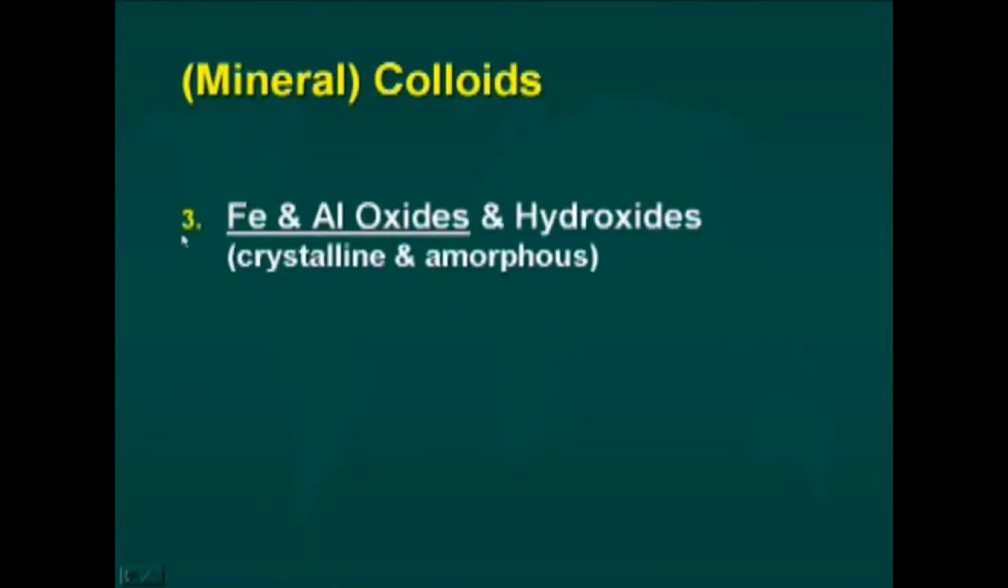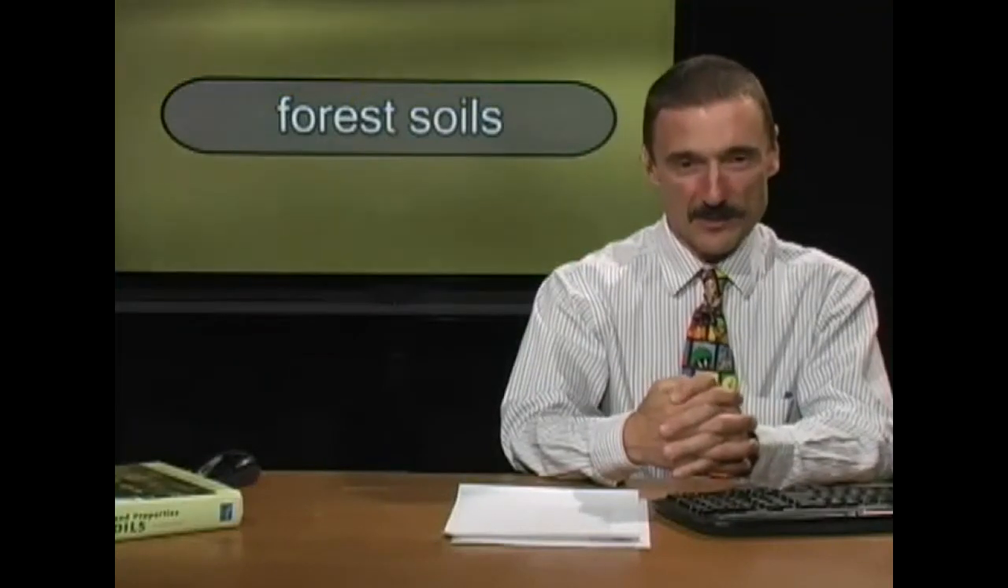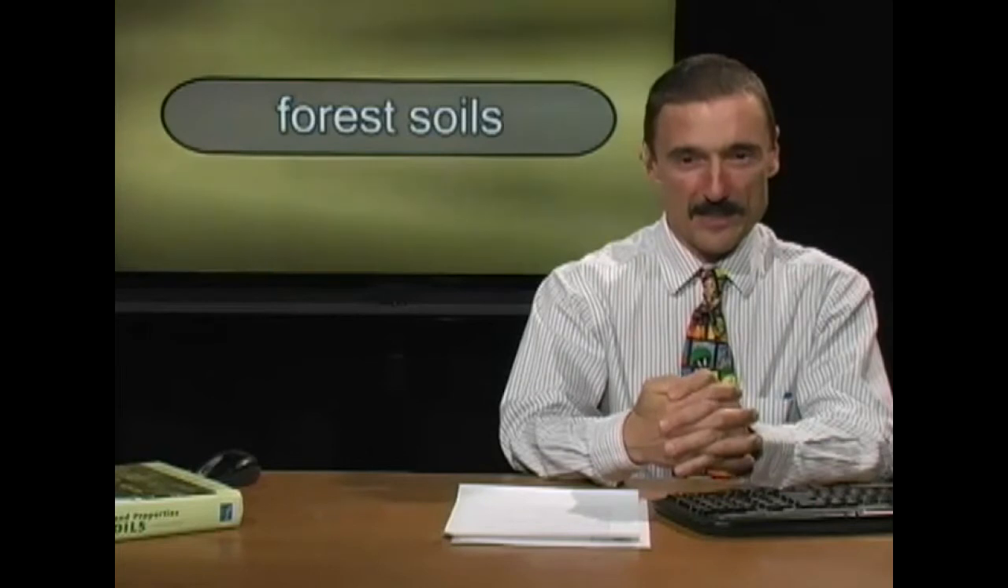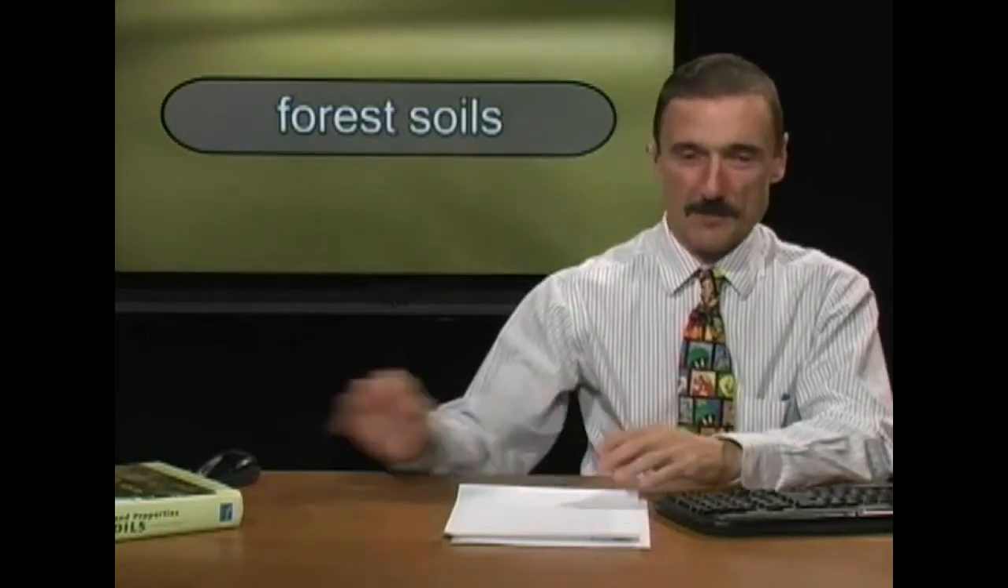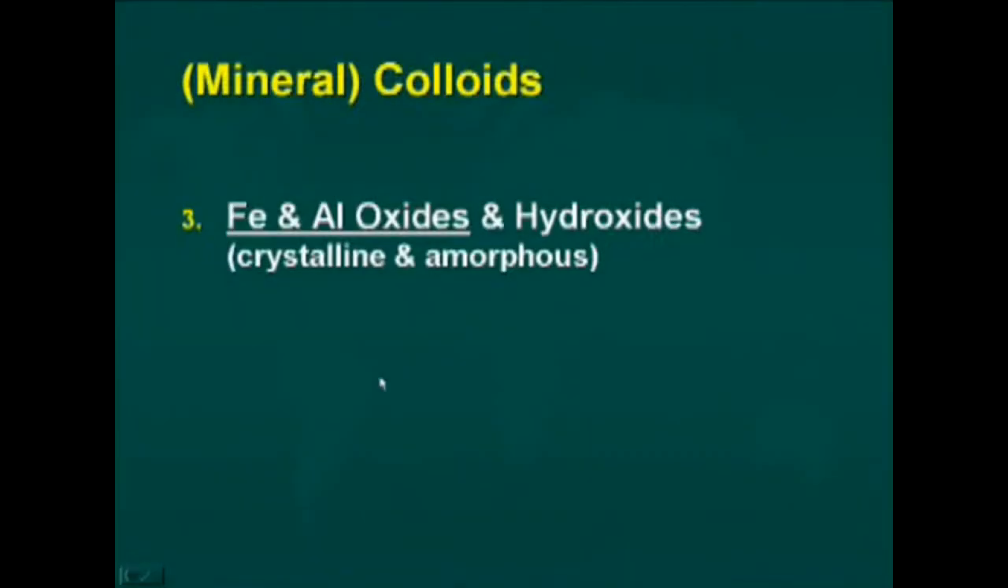Okay, now we move to the third. So we've done the phyllosilicates, we've done the non-crystalline silicate clays, and now we move to iron and aluminum oxides and hydroxides. Some of these are crystalline, and some are amorphous. But this is the case where silica has been leached out of the profile, very highly weathered systems, very old, ancient, stable landscapes. Okay? And all that's left is iron, aluminum oxides, and hydroxides.